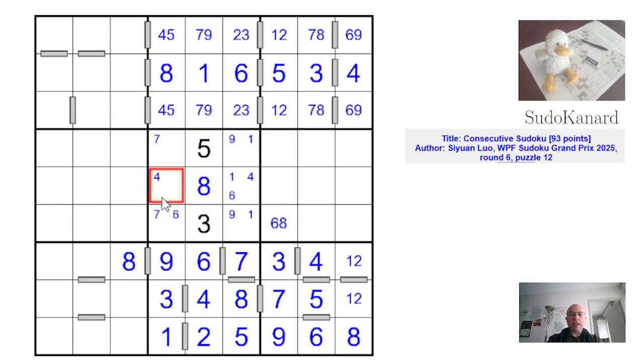4 here is not there, so 4 goes there. And 6 is not here, it goes there, and this is 7. That here is a 1-9 pair, and we get the 2 in this place. Well, the 93 points are probably well deserved.